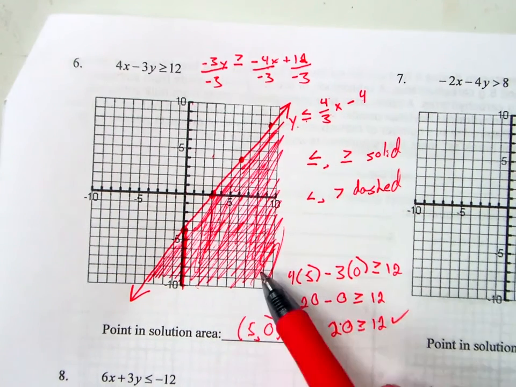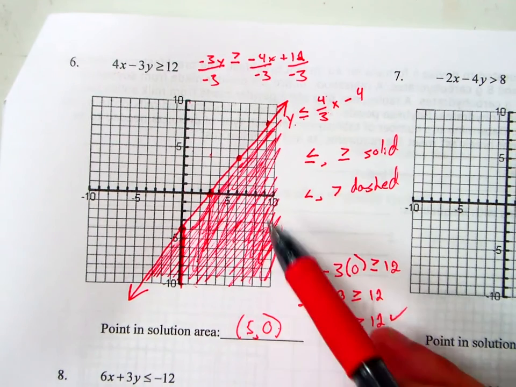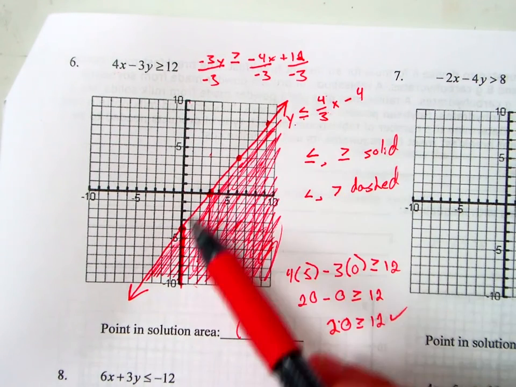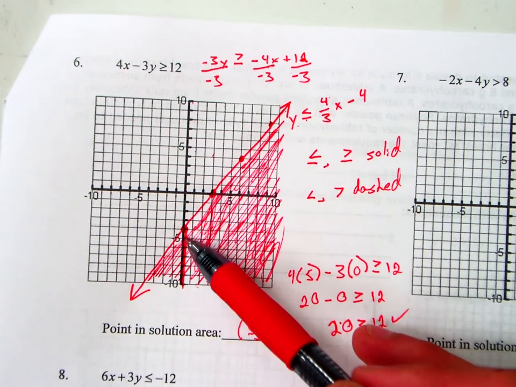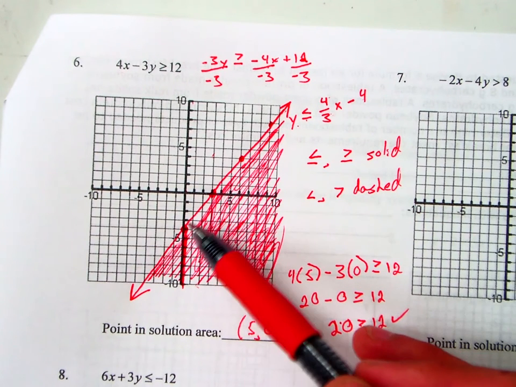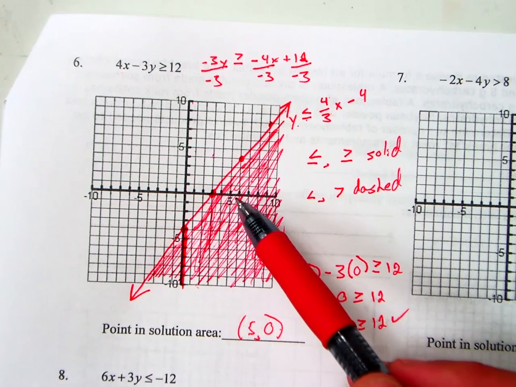There's an infinite amount of points that will actually work on this, and that's why you have a whole shaded region. You can select anything in the shaded region. Additionally, because it's a solid line, I can also select points that are on that line. If it is not a solid line, if it's a dashed line, then I cannot do that.